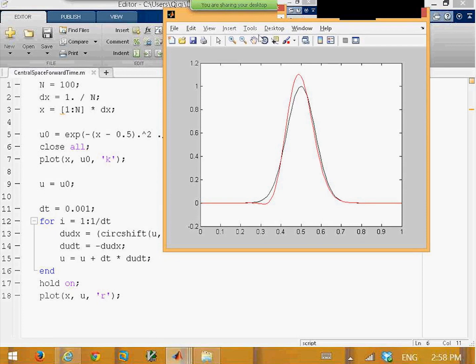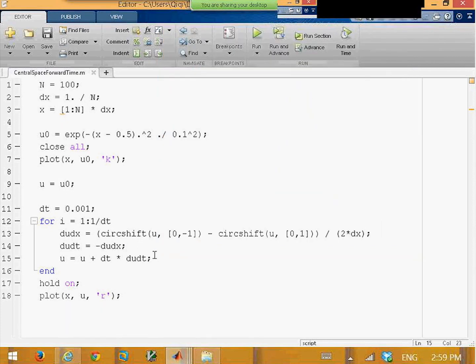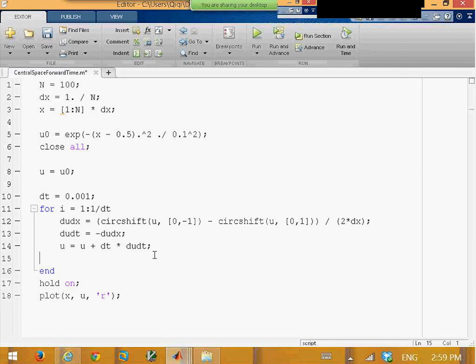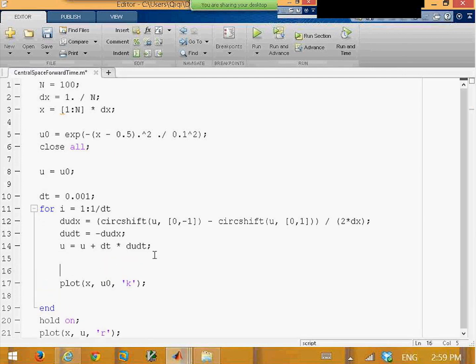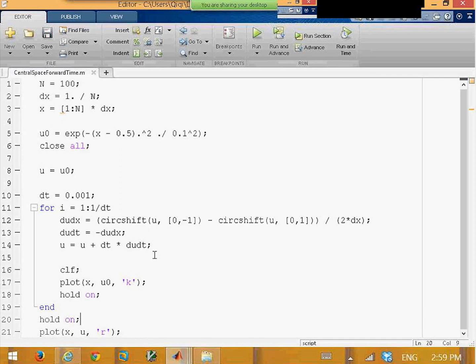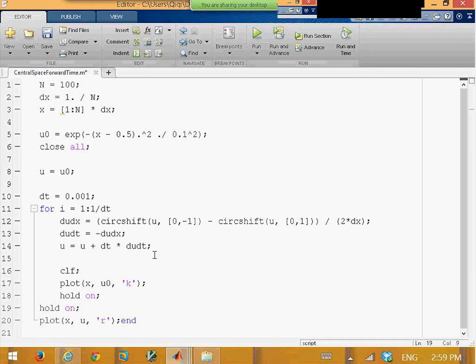All right, this time we get pretty good, right? We do see the solution having a pretty good match with the analytical solution. And let's also visualize how this thing progresses. For every time step, let me actually do the plotting. For every time step, let me do the visualization as CLF, which means clear the figure. I'm going to plot the initial condition. I'm going to hold on, and I'm going to plot the solution.